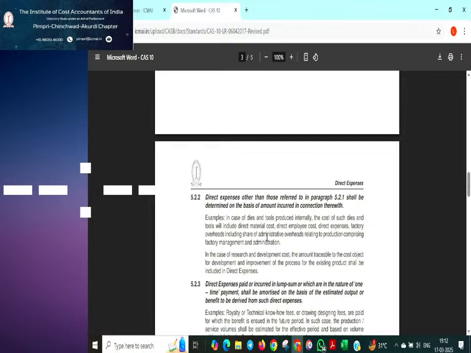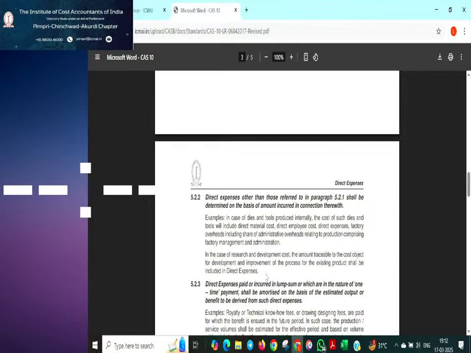In case of dies and tools produced internally, the cost of such dies and tools will include direct material cost, direct employee cost, direct expenses, factory overheads, including the share of administrative overheads which is related to the production. In case of research and development cost, that is R&D, the amount traceable to the cost object for development and improvement of the process for the existing product shall be included in direct expenses.